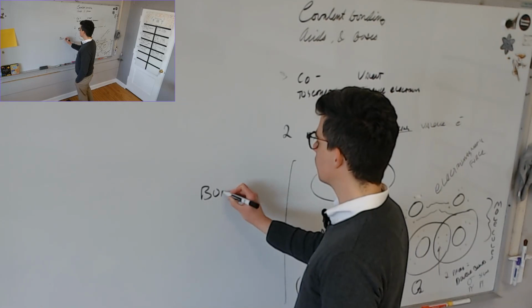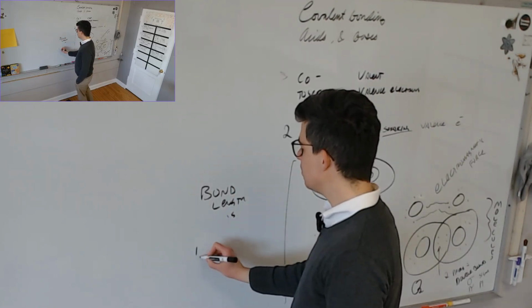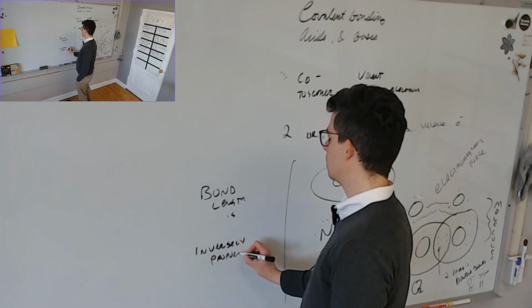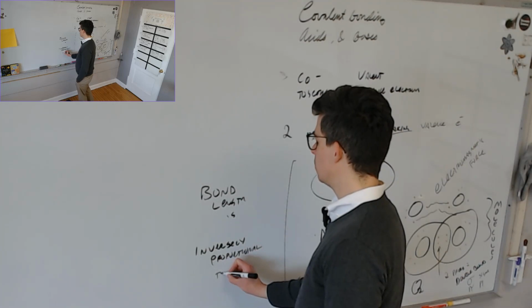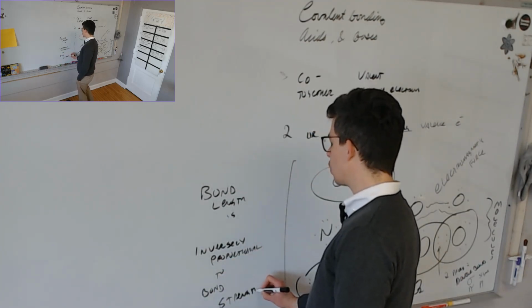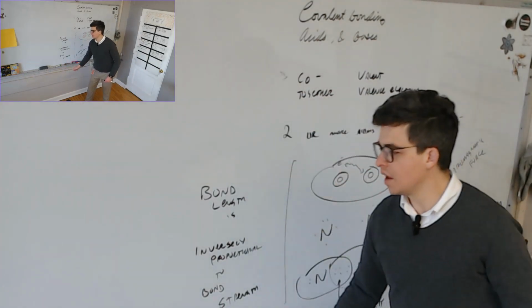Bond length, write this, bond length is inversely proportional to bond strength. The shorter the bonds are, the stronger they are. Analogy. Let me reach around in my brain for an analogy. Bond length is inversely proportional to bond strength.